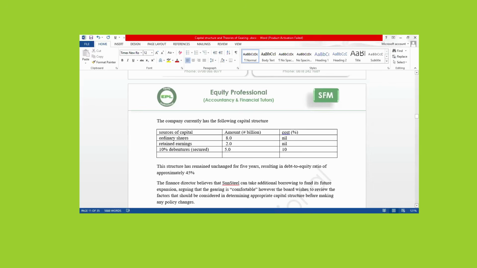If you look at the capital structure, this company is financed by ordinary shares, equity shares, equity capital, and debt capital. That means this company is a geared company. It's financed by a combination of equity capital and debt capital. Your debentures is a debt.